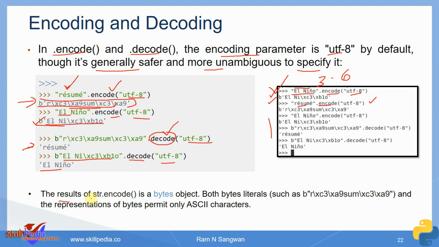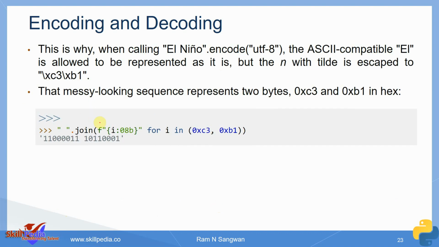The result of str.encode is a bytes object. Both byte literals, like this and the second one, represent the bytes and permit only ASCII characters. This is why when calling El Nino encode UTF-8, the ASCII-compatible El is allowed to be represented as it is, but N with the tilde symbol is escaped to this sequence. That messy looking sequence represents 2 bytes. First is this and second is this in hexadecimal.